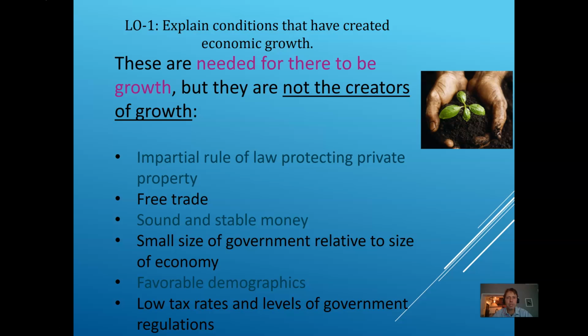So these are some things that are needed for growth. They're the conditions for growth, much like a plant needs light and water and a certain amount of good nutrients in its soil. Things like the rule of law, protecting private property owned by companies or individuals, the freedom of trade, the movement of financial resources, the movement of goods and services, even the movement of workers and labor, a sound, stable money supply that is not changing significantly.